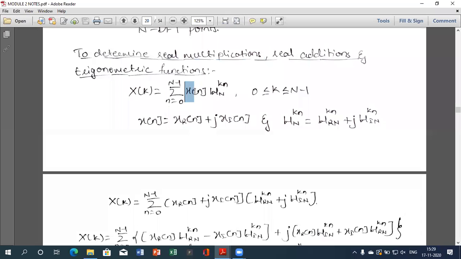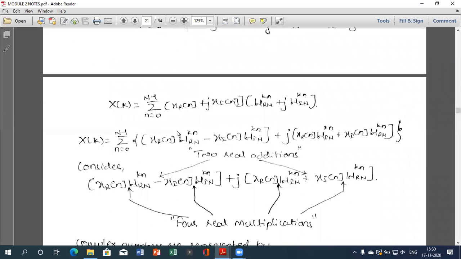Now x of n holds real and imaginary parts, so we can write x of n as x_R of n plus j times x_I of n. The twiddle factor also holds two parts, real and imaginary, which is split as W_R of kn plus j times W_I of kn. Now let us multiply these two in the summation. So X of k, the summation for n equals 0 to N minus 1, has x of n replaced by this term and the twiddle factor replaced by this term, both holding real and imaginary values.